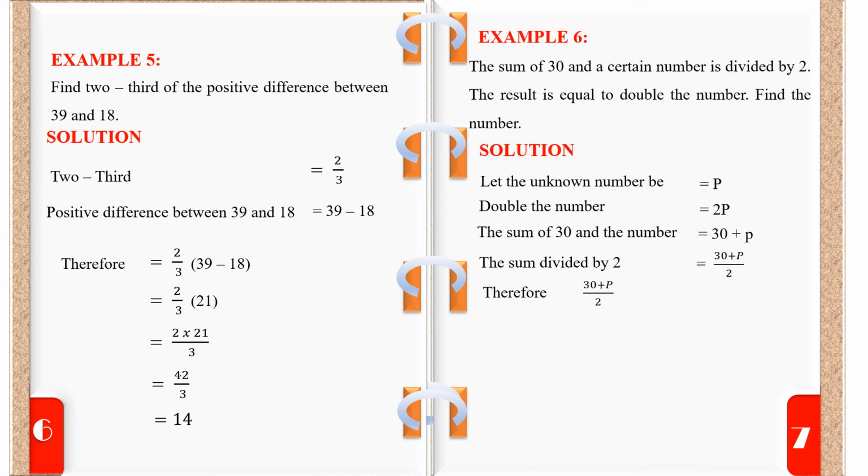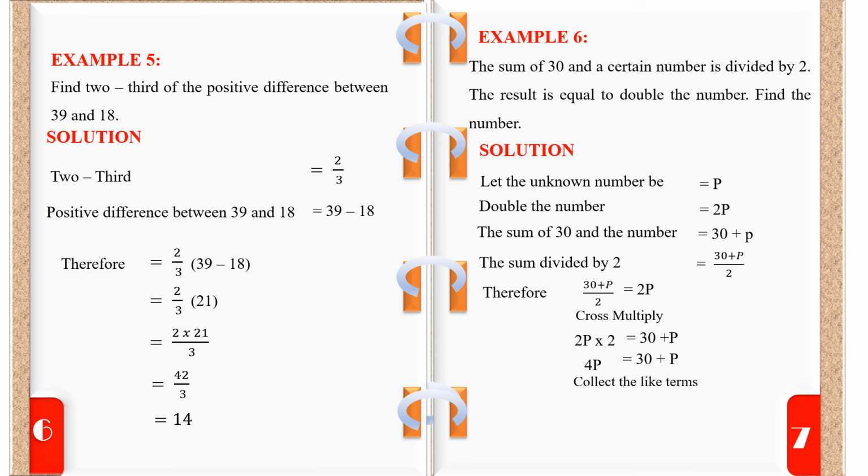So what you now do, you have 30 plus p divided by 2 equals 2p. If you interpret the statement, this is what you are going to have. Then you cross multiply. You multiply 2 with 2p, and 30 plus p. That is 2p times 2 equals 30 plus p. Then 2p times 2 gives us 4p, which is equal to 30 plus p.